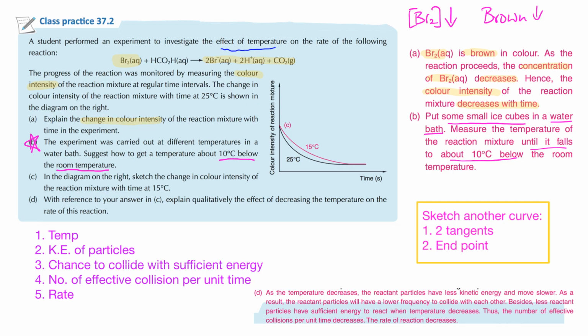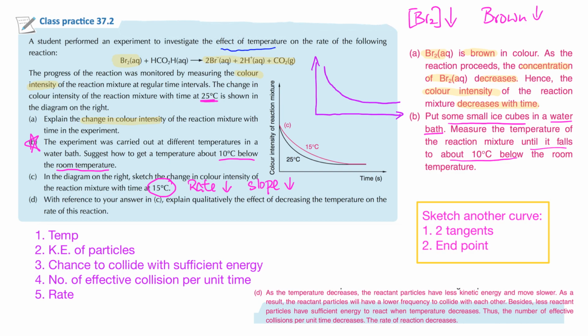Okay, part C, in the diagram on the right, you're going to sketch the change in color intensity of the reaction mixture with time at 15 degrees Celsius. Original is 25, now it's 15. So we'll know that the rates decrease. If the rates decrease, the slope will also be decreased. So to sketch a curve, we'll have a curve like this.